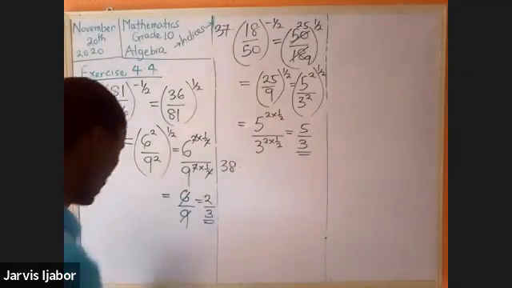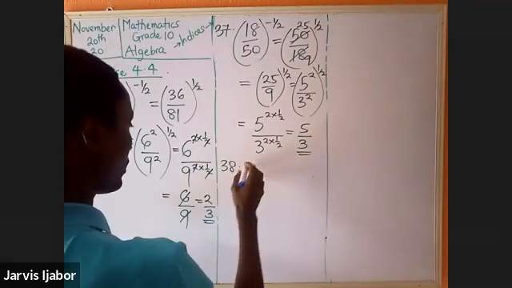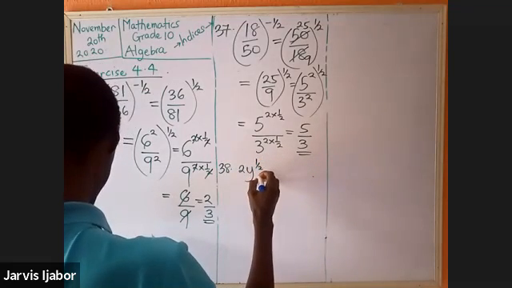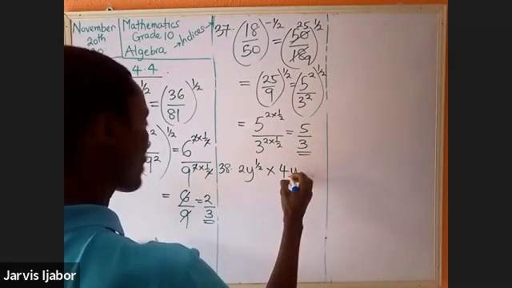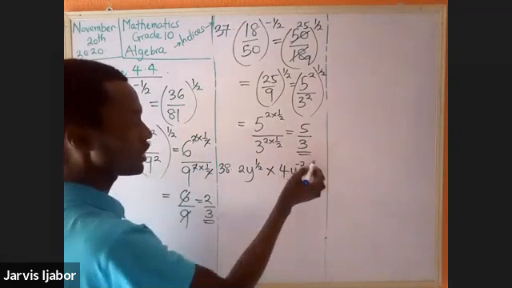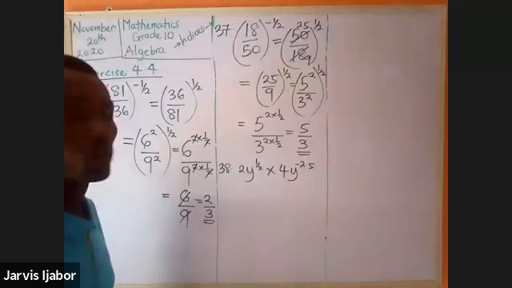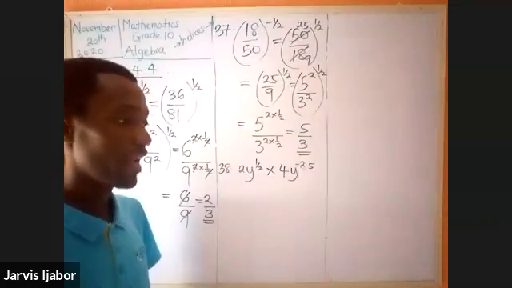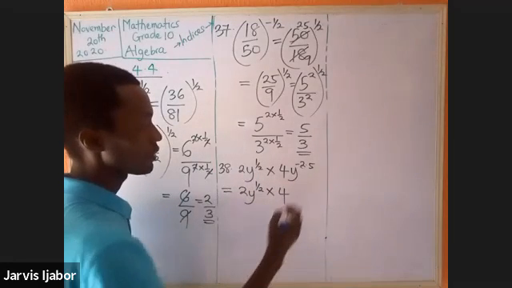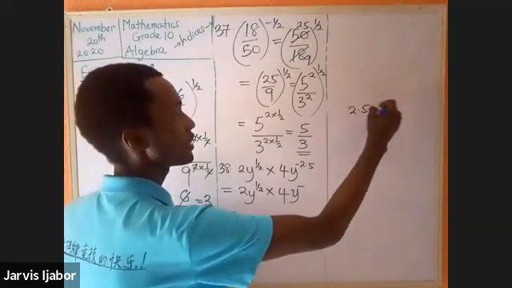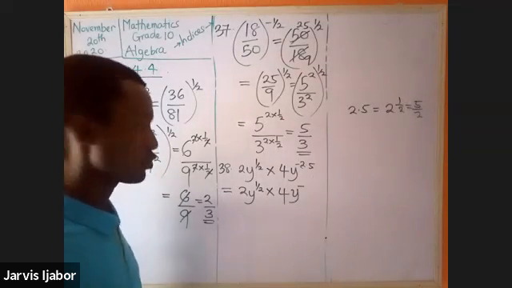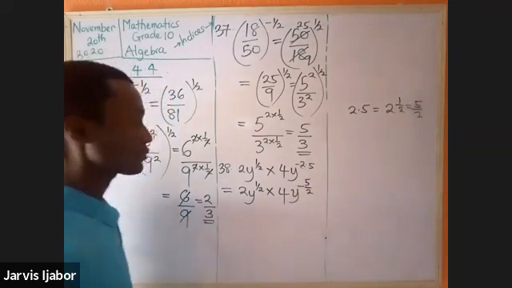So in question 38, you have 2y raised to the power of half times 4y raised to the power of -2.5. I always advise students, the first thing you need to do in this setup is to deal with this decimal. It's always best we work with our index being a fraction or an improper fraction. So this will be 2y raised to the power of half times 4y raised to the power of -2.5, which is the same thing as 5 over 2. Are you seeing that?